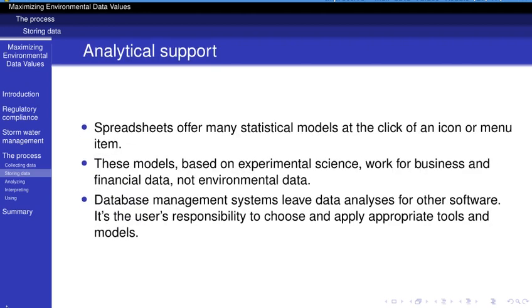Spreadsheets provide a wide range of data analyses at the click of an icon or menu item. This is great for business and financial data, but will not provide correct analytical results for environmental data, as I discuss next. Database management systems have functions for descriptive statistics such as average, range, maximum, and minimum, but leave analyses to other software. It's up to the user to decide which software is appropriate for their data and which models will answer the questions asked.